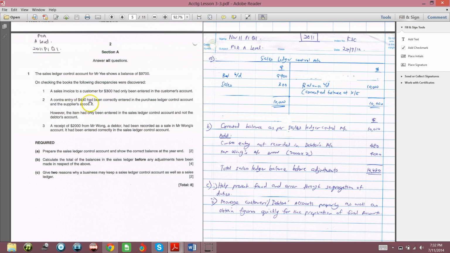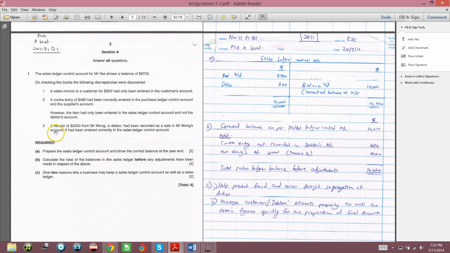Number 2: a contra entry of 480 had been correctly entered in the purchases ledger control account and the suppliers account. However, the item had only been entered in the sales ledger control account and not the debtor's account. This is singular, meaning the individual debtor's account. So person number 3 doing the control account is correct, and I don't need to correct the control account for this one.